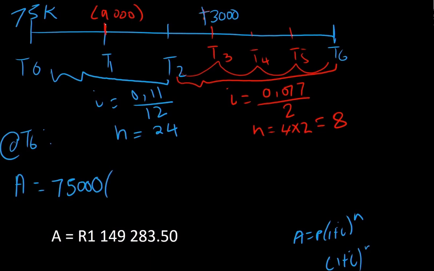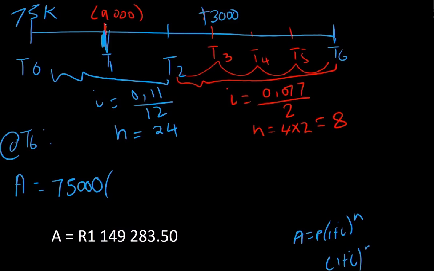And for the first 24 months, our interest rate is 11% compounded monthly. However, because there's something happening at time 1, we cannot just go all the way to time 2. Well, I mean, you can if you're using a different method, but with the method I'm doing, we're not going to go all the way for 2 years with an interest rate of 11% compounded monthly. I'm going to just go until the end of the first year when that 9,000 Rand is withdrawn, and then I'm going to take that amount and move it forward.